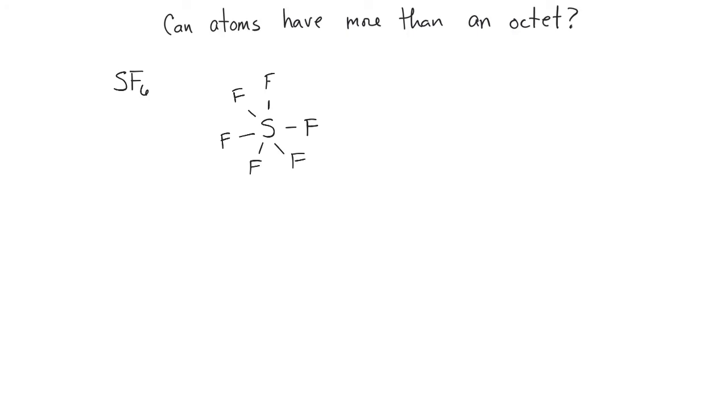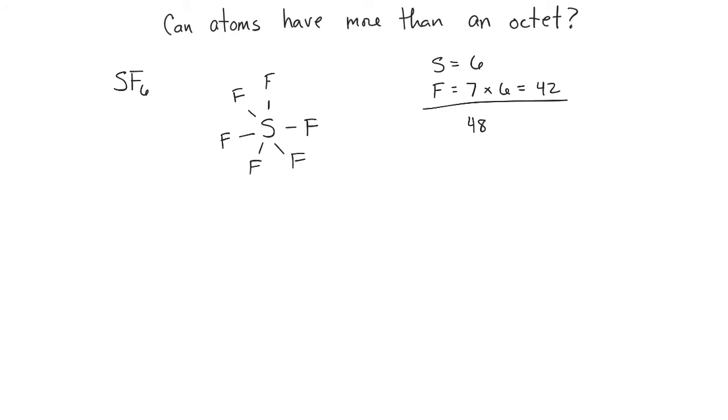So for SF6, we will count the valence electrons. Sulfur has 6, fluorine has 7. There are 6 of those, so that's a total of 42. And now we have a total of 48 for the molecule.